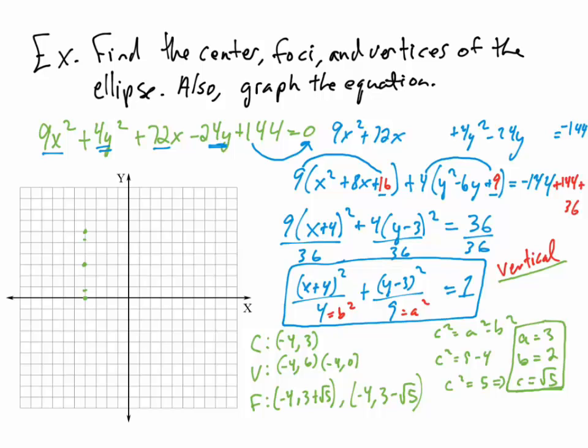And then the b value is 2, so I'm going to move to the right 2 units and to the left 2 units from that center point in order to find the endpoints for the minor axis. So I can draw a nice smooth curve in between these, and I get that. So there is the ellipse.